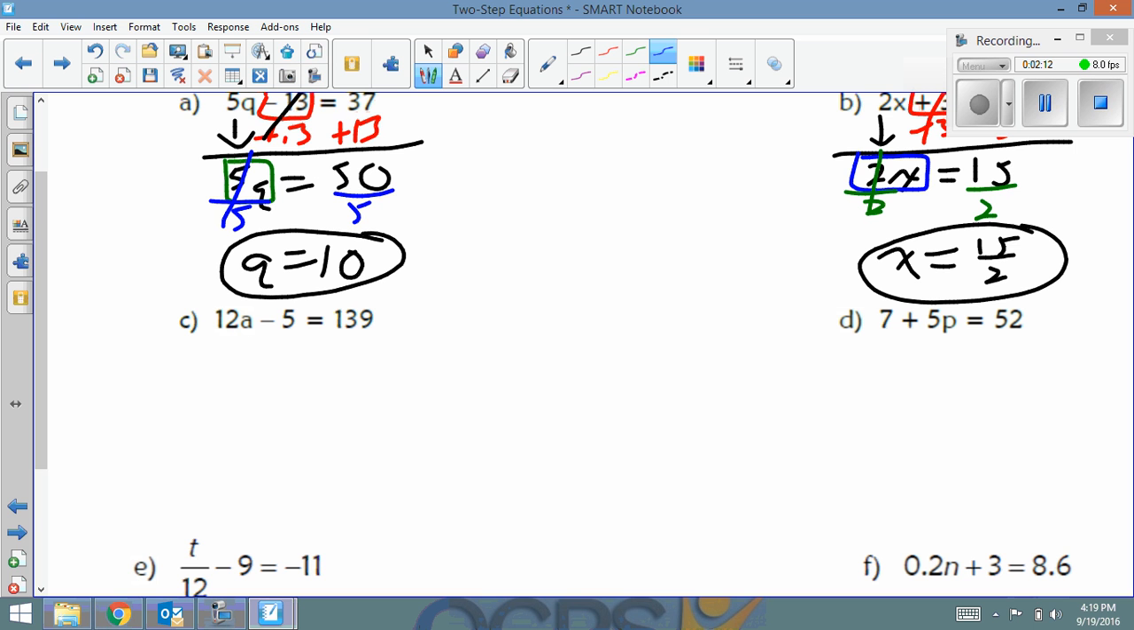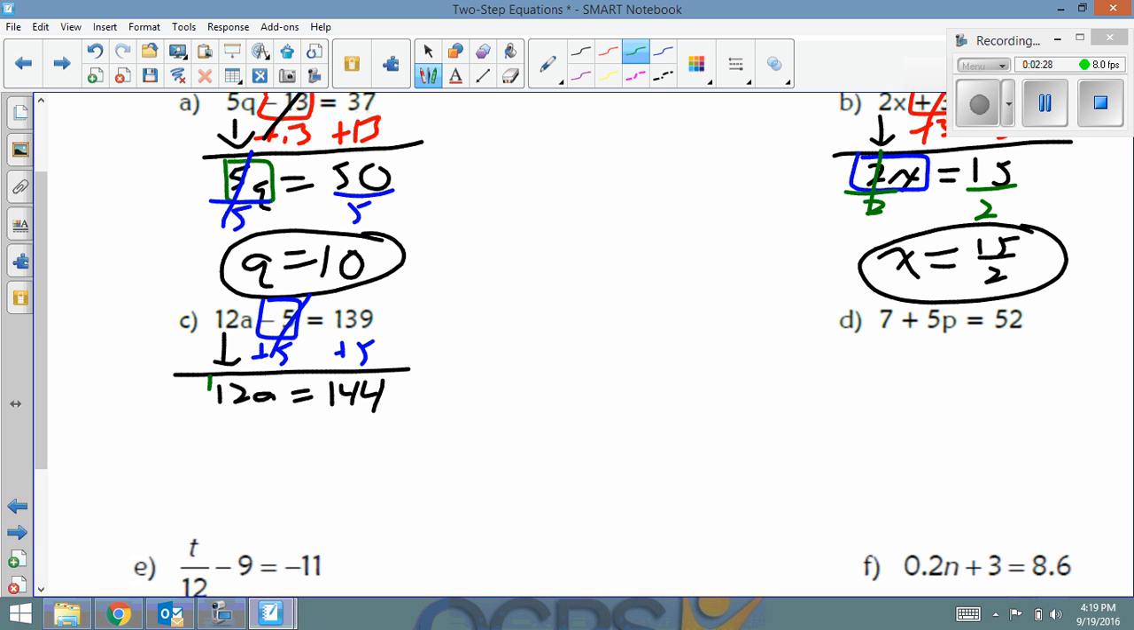Alright, so on this one, on letter C, we want to move this negative 5 first. Since it's negative, we're going to add 5 to both sides. So the 12a is going to come down. So I'm going to get 12a equals 144, because that's what 139 plus 5 is.